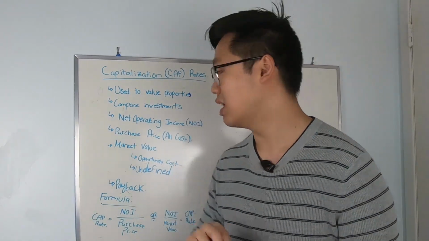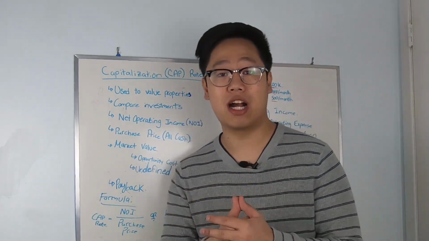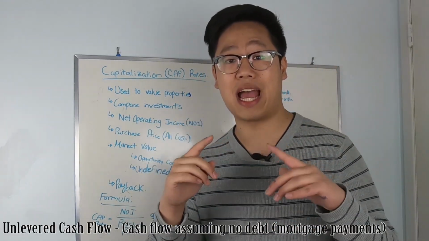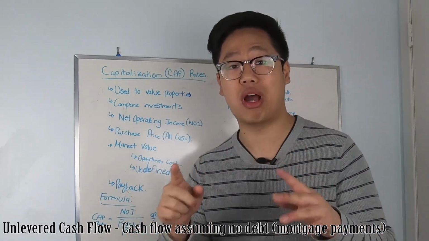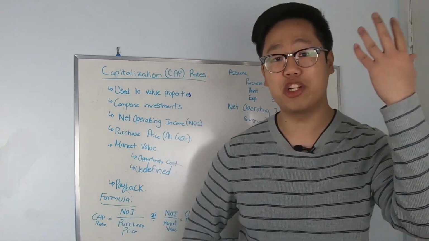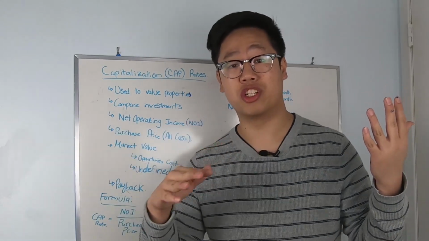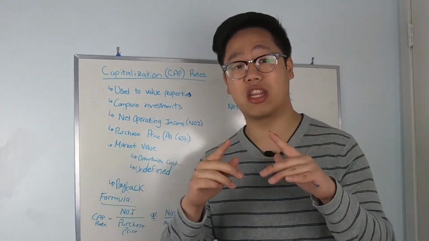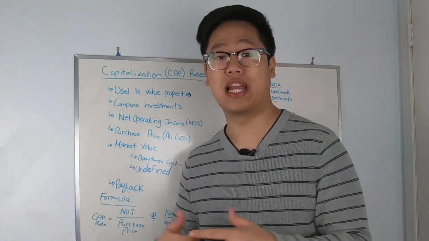The first one being, you've got to take your net operating income. Your net operating income is basically your unlevered cash flow. And what that means is that it's your cash flow assuming you have no debt. So it assumes you have no mortgage payments. So take your revenue minus all of your expenses, not including your mortgage payment, because again, unlevered means you're not taking any debt. And that basically gives you your net operating income.